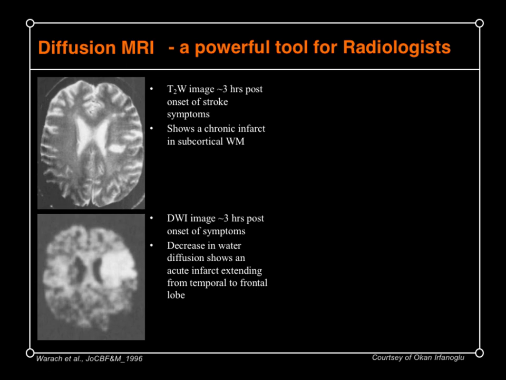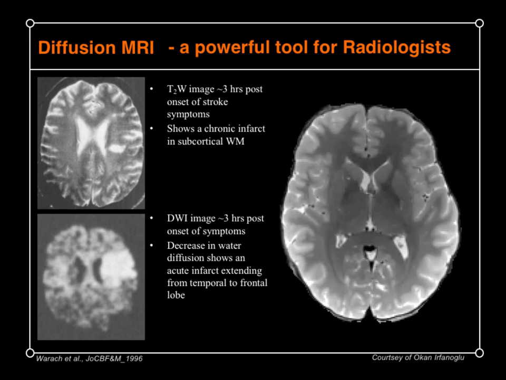Now that's the clinical world. From a research perspective, what makes diffusion so powerful is this: if you consider this T2 weighted image, you can see that the white matter is basically flat.